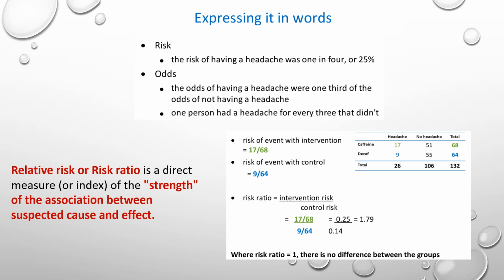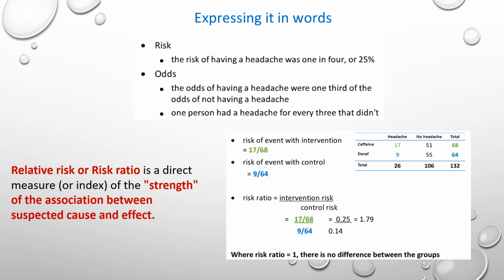Okay, risk of event with intervention. That means risk of headache among caffeine users. That is risk of event. Event here is harmful event, that is headache. Risk of headache with intervention, that is caffeine use, is 17 out of 68.